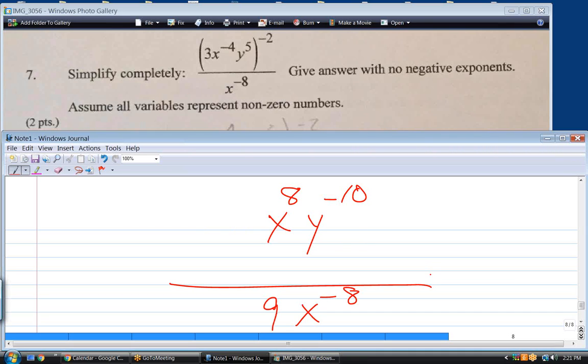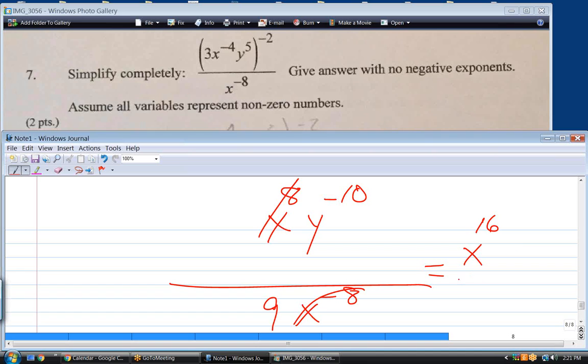Okay. Now, what are the net x's? Isn't it just x? No. If you have the same base and you're dividing, what do you do with the exponents? You subtract them. Okay, what is 8 minus a minus 8? 8 minus, that is 16. That's the numerator, x to the 16th. That takes care of that, takes care of that.